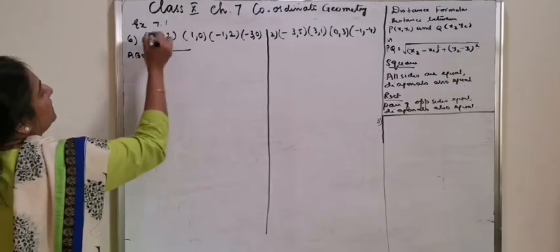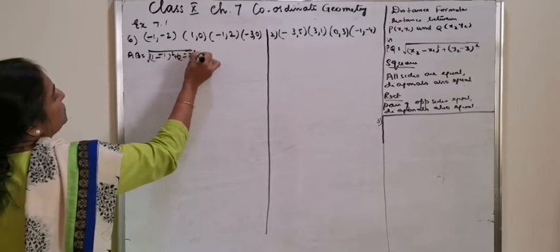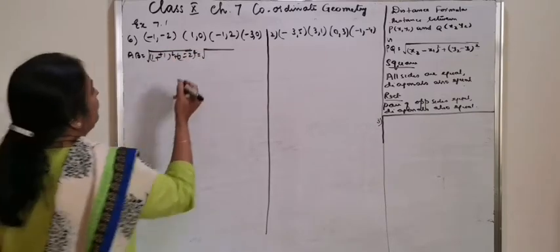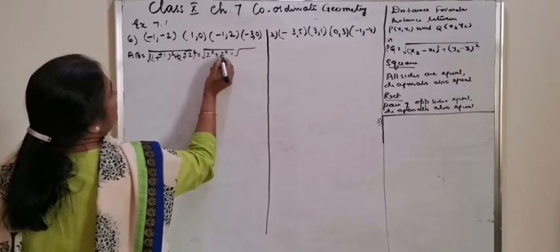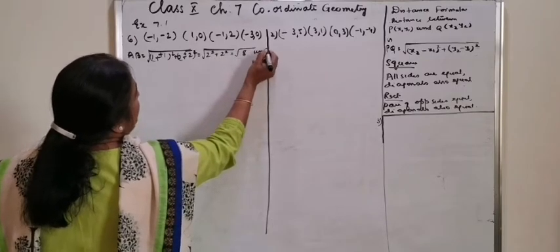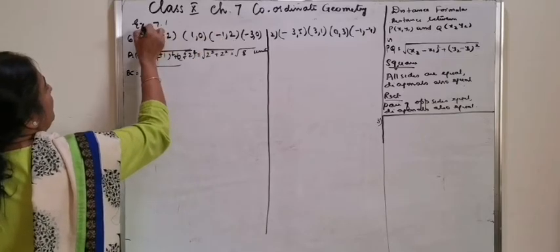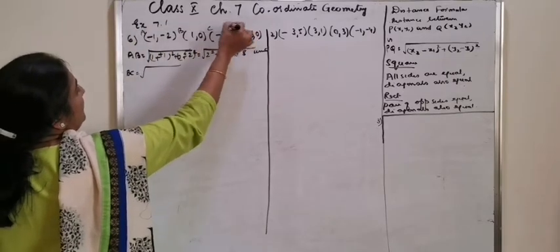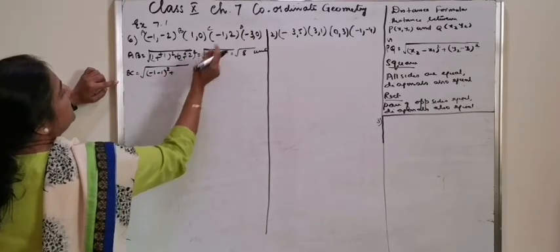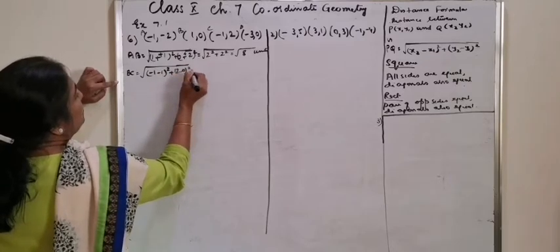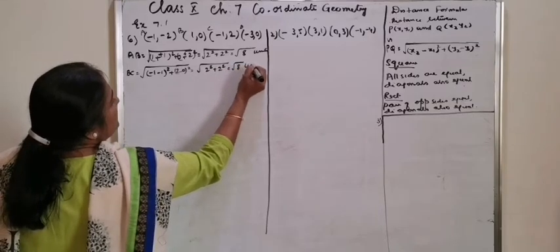AB is the same as the square root of (1 minus -1) the whole square plus (0 minus -2) the whole square, square root of 2 square plus 2 square, 4 plus 4, which is root 8 units. BC is the same as the square root of (-1) the whole square plus (2 minus 0) the whole square, square root of 2 square plus 2 square, root 8 units.